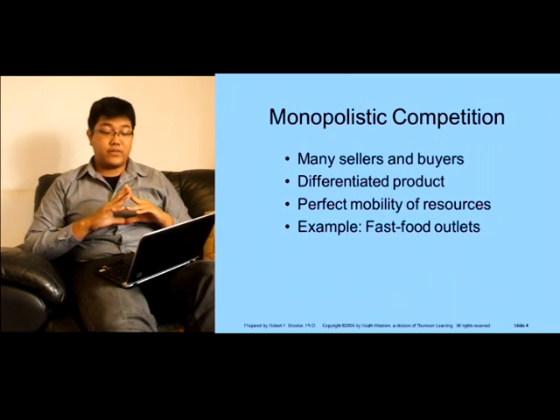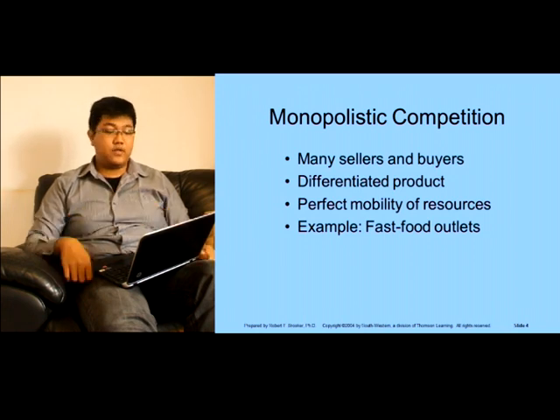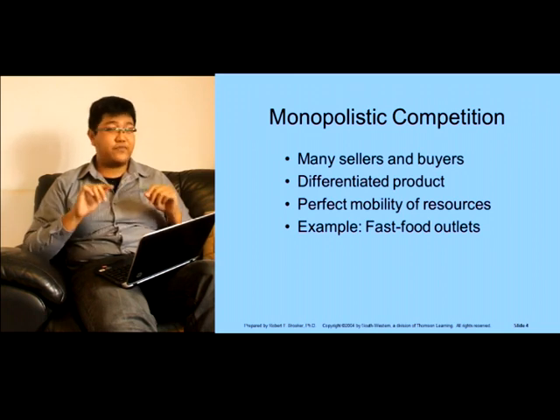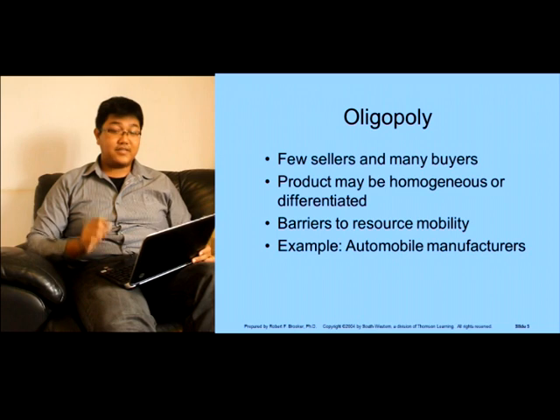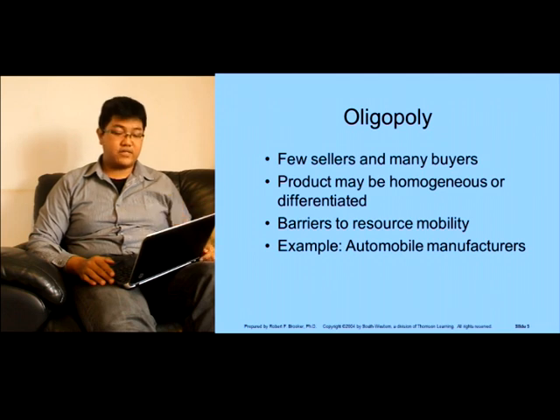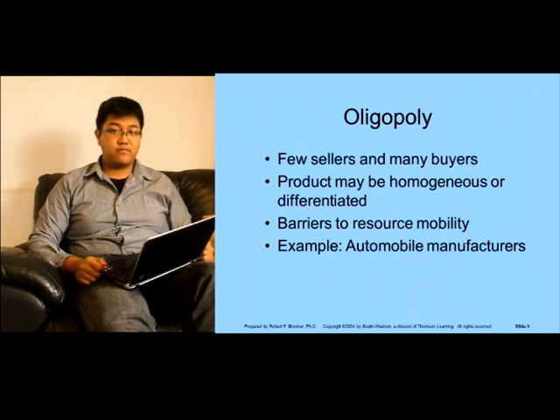Here is monopolistic competition. It must be differentiated from monopoly, which I'll explain later on. Monopolistic competition has many sellers and buyers. It has a differentiated product and perfect mobility of resources, and an example is fast food outlets. And here is oligopoly. Oligopoly only has a few sellers and many buyers. The product may be homogeneous or differentiated, and the barrier is resource mobility. An example is automobile manufacturers. In Indonesia, we only know several brands of automotive products with a huge market.